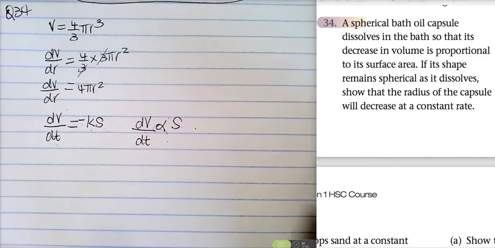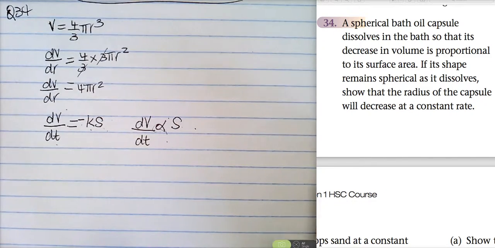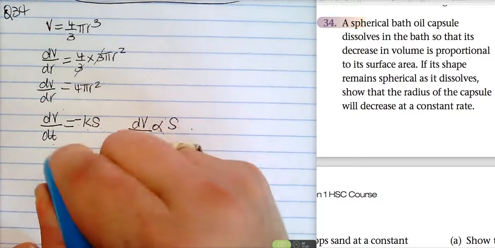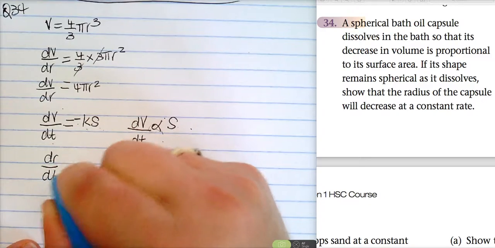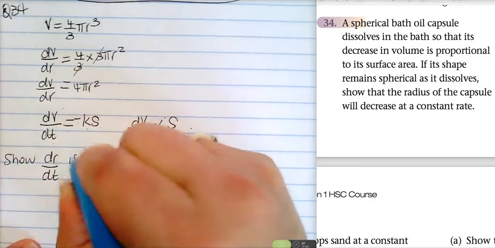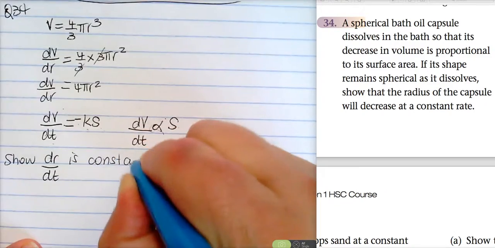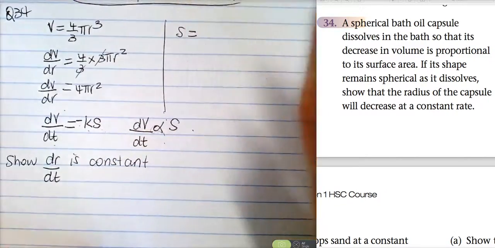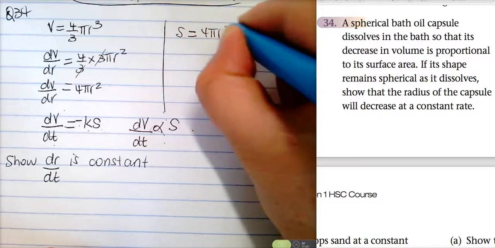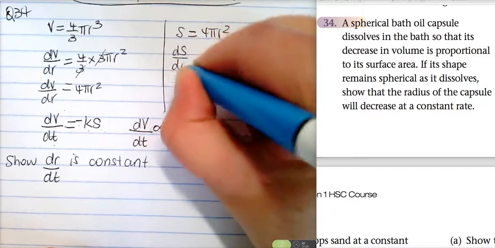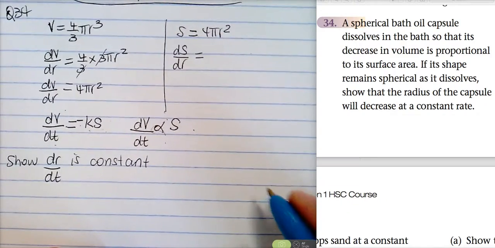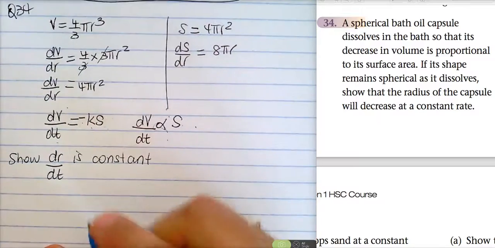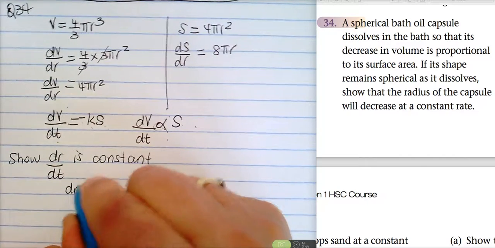If its shape remains spherical as it dissolves, show that the radius of the capsule will decrease at a constant rate. You have to show that dr/dt is constant. Now, what's the surface area of a sphere? 4 pi r squared, and we may as well do dS/dr while we're there, which is 8 pi r. All right, let's come up with an expression for dr/dt.